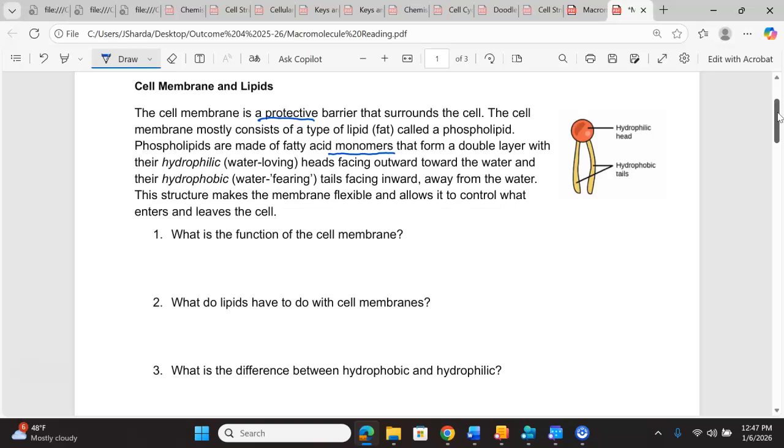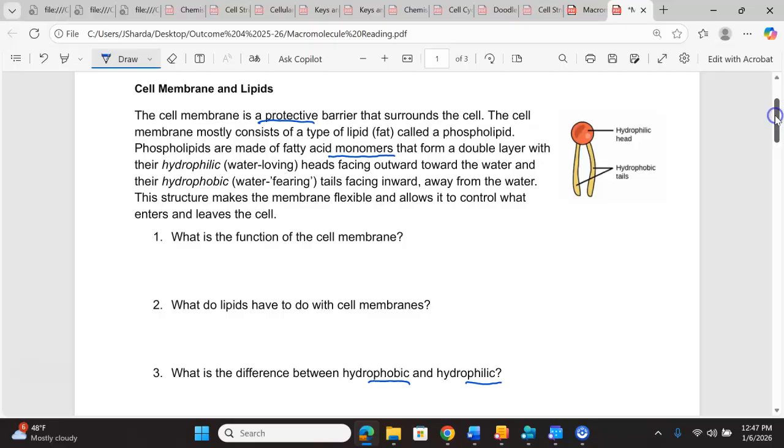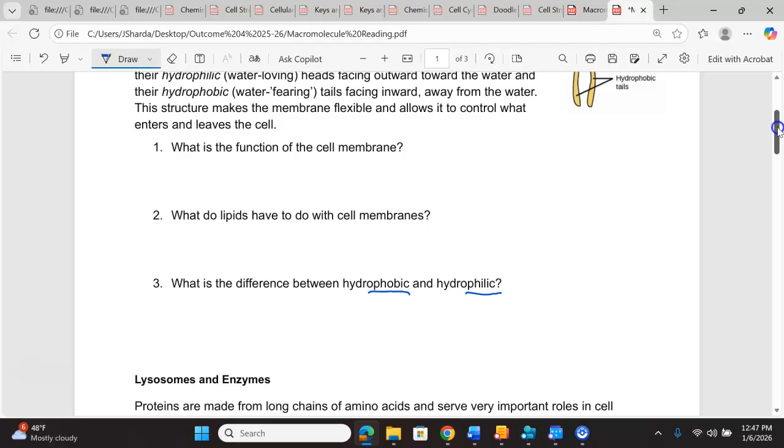All right, question number 2. What do lipids have to do with cell membranes? Well, that answer is also in this paragraph, so see if you can answer that. And finally, what is the difference between hydrophobic and hydrophilic? Okay, hydro means water. Sometimes we talk about phobias, right? Things that we're afraid of. And philic often means to like, right? Philadelphia is the city of brotherly love. So what is the difference between hydrophobic and hydrophilic?